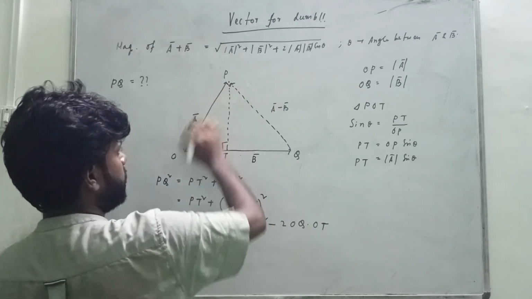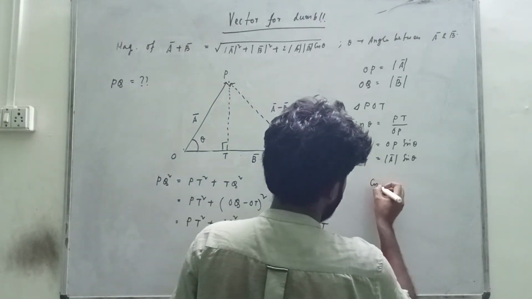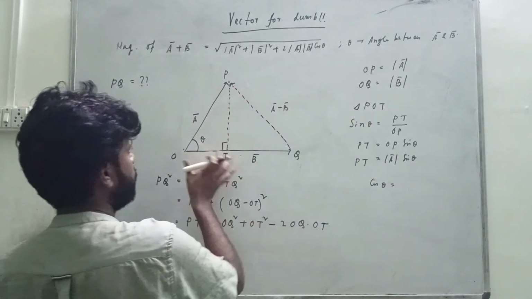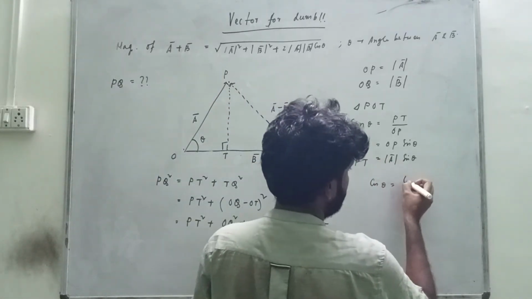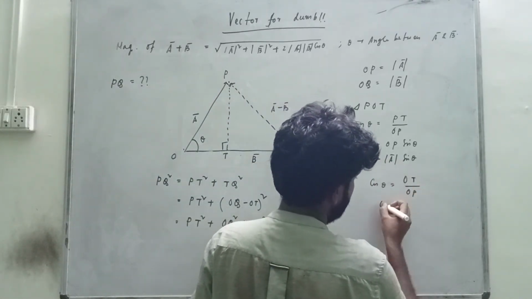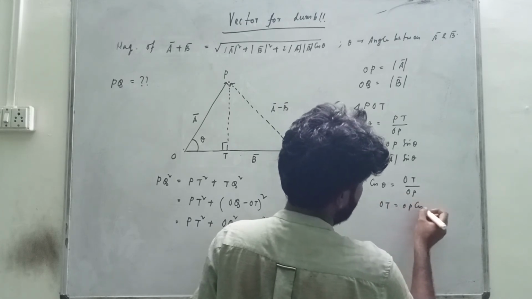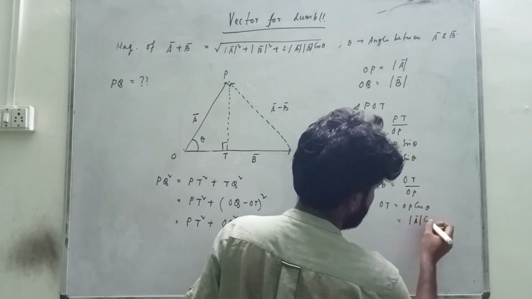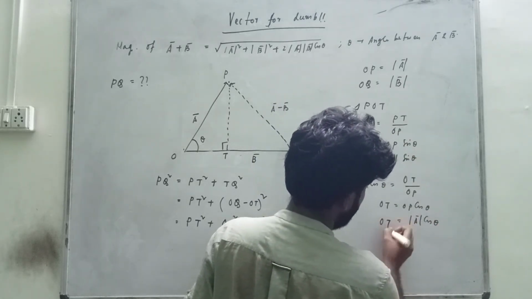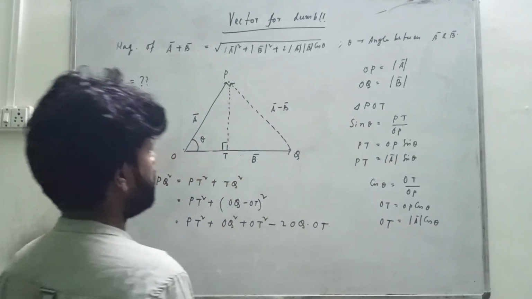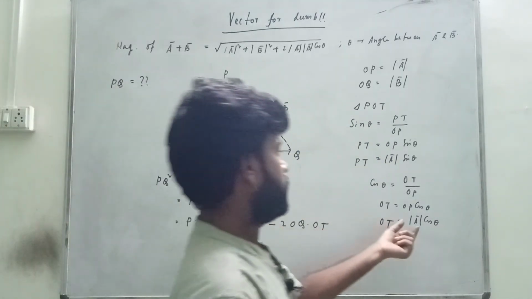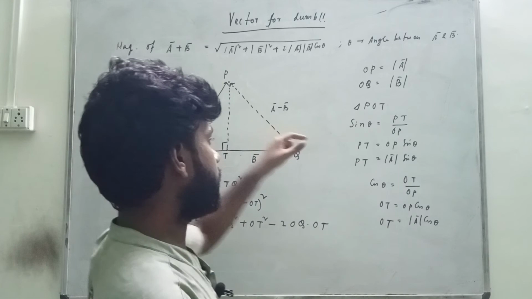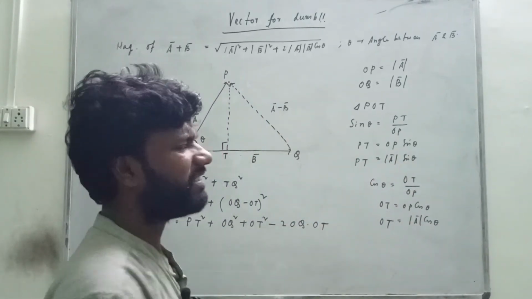And this is OT. Let's take the cos of this angle. The cos theta equals base by hypotenuse of this triangle, so OT by OP. So OT equals OP cos theta, and what is OP? Modulus of A. This is the modulus of A cos theta. It's the OT. So OT means the magnitude of A times cos theta, and PT means the magnitude of A times sin theta. Right? It's a very simple thing.